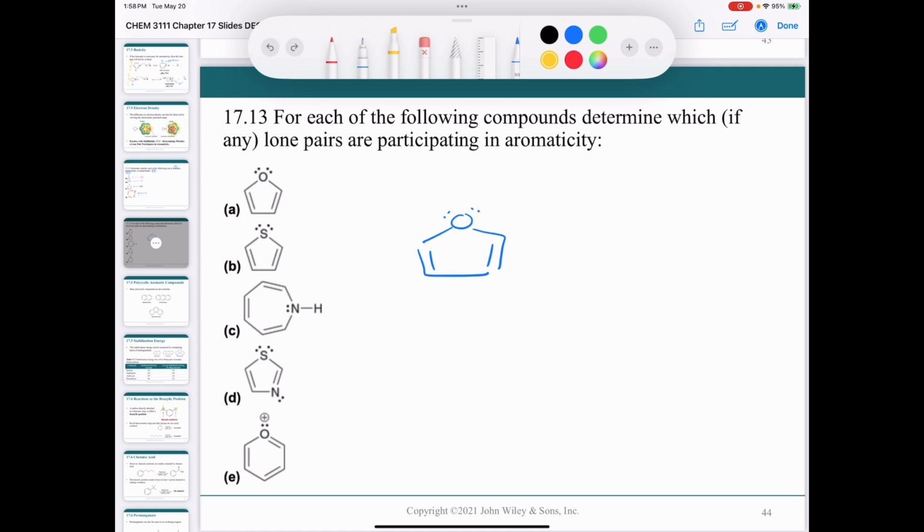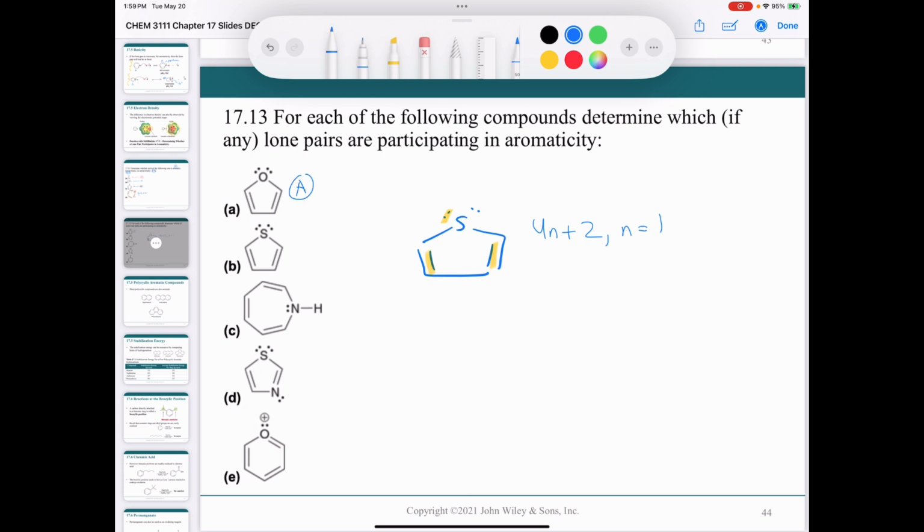And the answer is yes, because if it did, we'd have a continuously overlapping system of p orbitals, and we would have 1, 2, 3, 4, 5, 6 total electrons participating in resonance, which is a Huckel number, 4n plus 2, when n is equal to 1, and therefore the answer is yes. Yes, this lone pair would be participating in resonance. And thus, this compound would be aromatic.